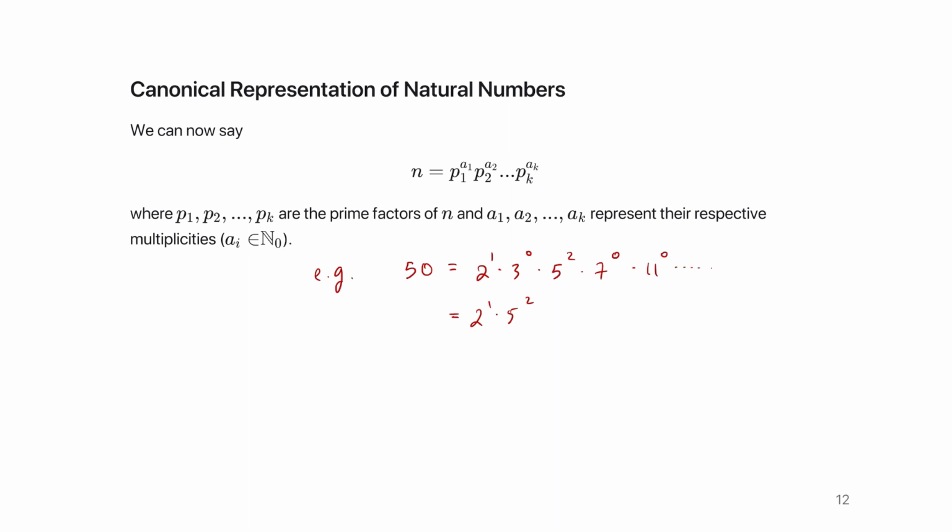We can set any of these exponents to 0. Any questions with this? Okay, and notice we're setting a sub i to be in the set of whole numbers, so it's 0 or a positive integer. Now there's two things to talk about.